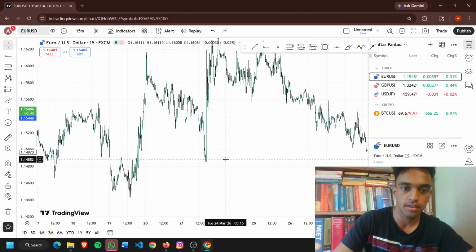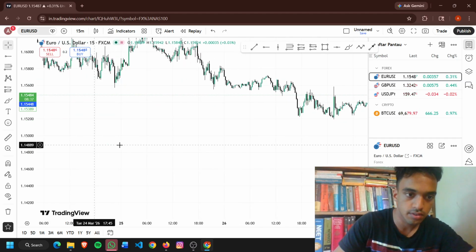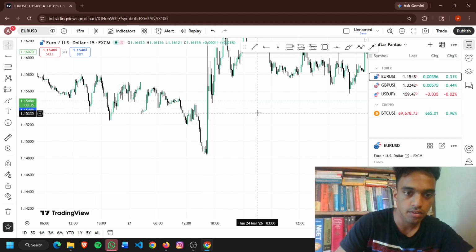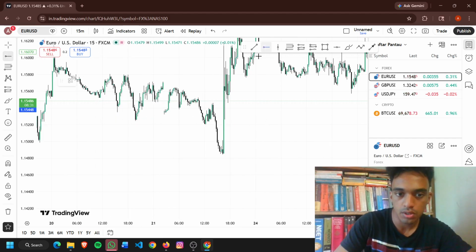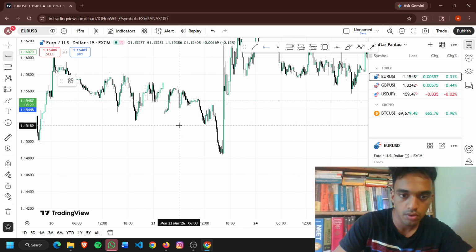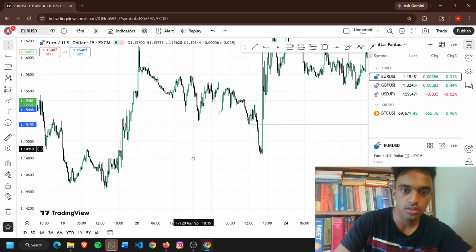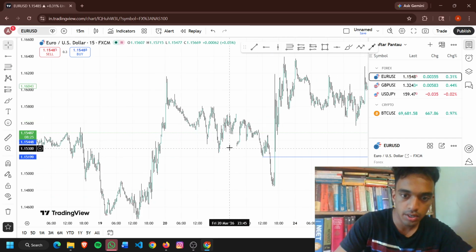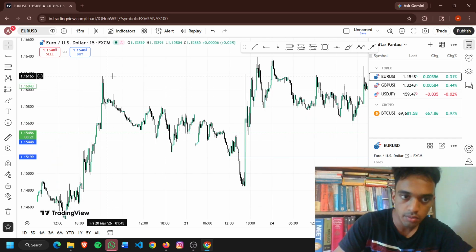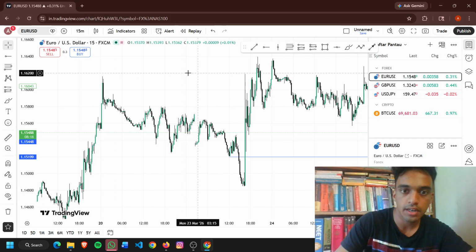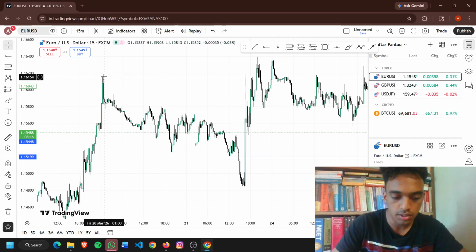See this, guys. These were lows, right? This was the lowest low, or this was also a low. So what happened? It took this low, took the liquidity, started moving up, and targeted this high. So this was the high.